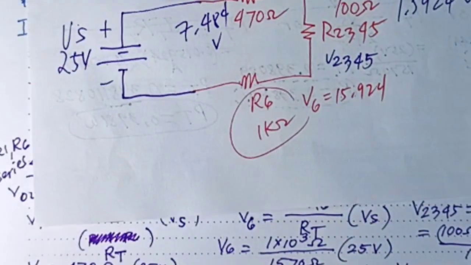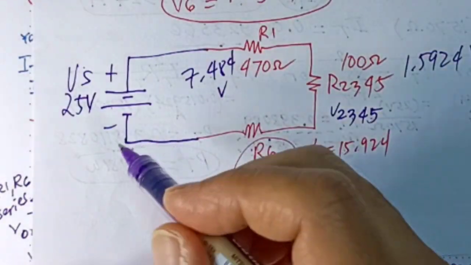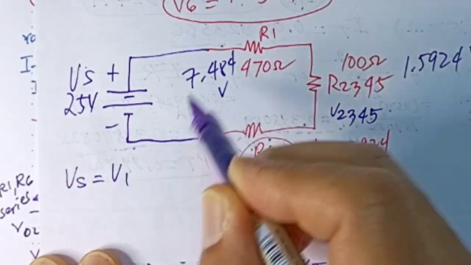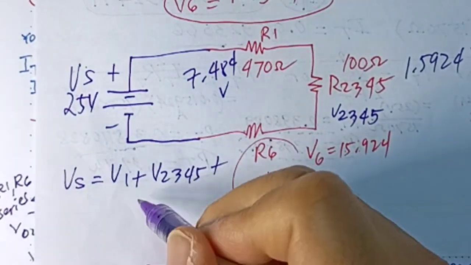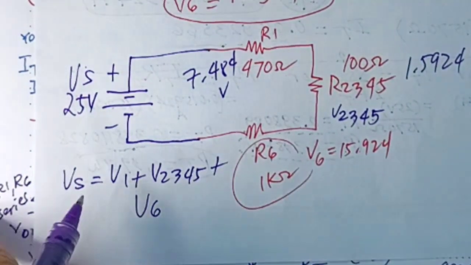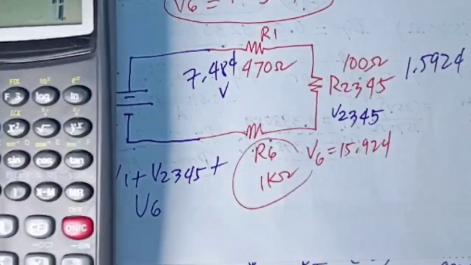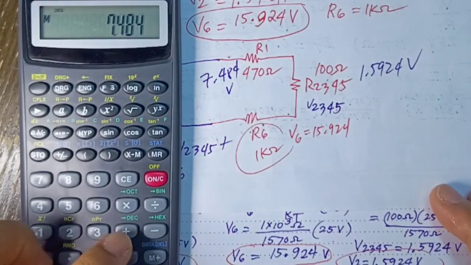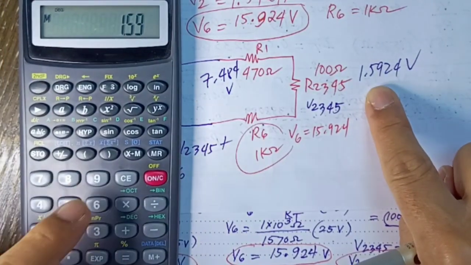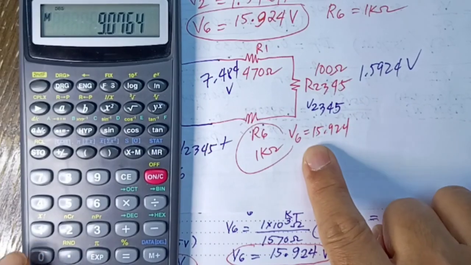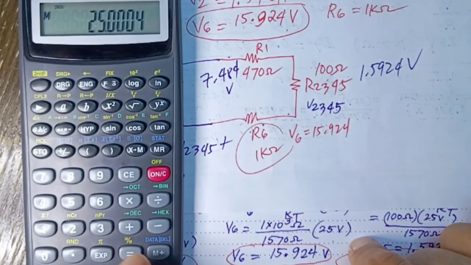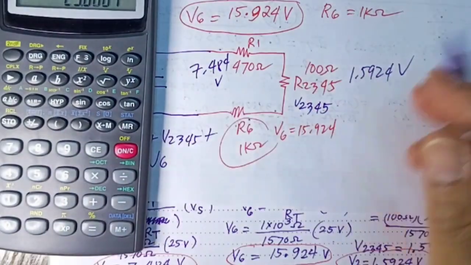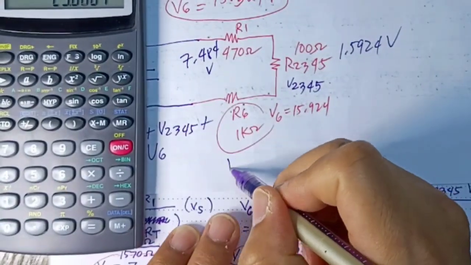Therefore, if this is 25 volts for Vs, if we want to get the total voltage Vs, it should be equal to V1 plus V2345 plus V6, right? Let's see what will happen. 7.484 plus 1.5924 plus 15.924. What do you think will be the total? Oh, you see, it's equal to 25.